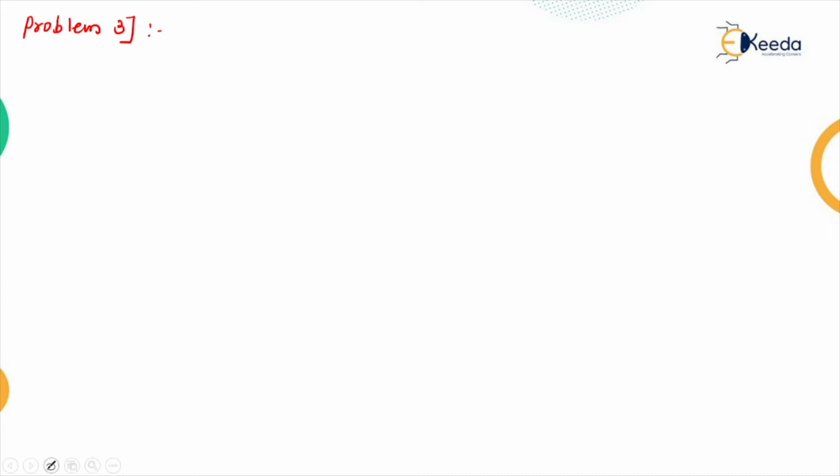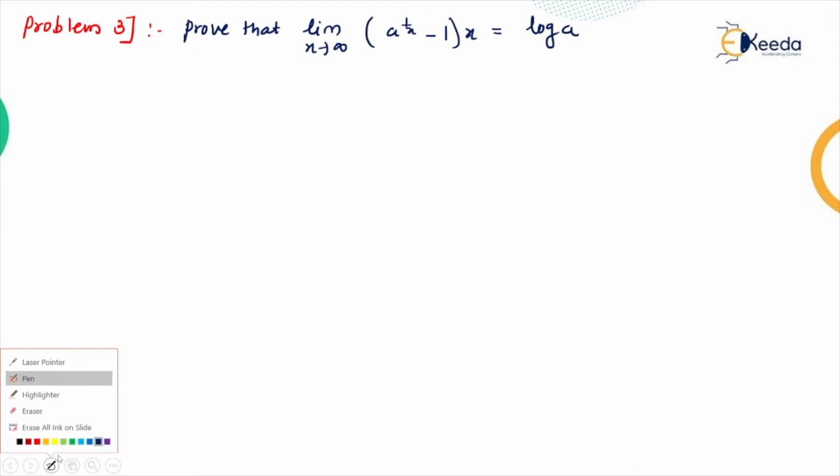So what is the problem number 3 given to you? Let's see. Prove that the limit as x tends to infinity of (a raised to 1 by x minus 1) into x is equal to log a. That is your question given to you. Now we have to solve this.